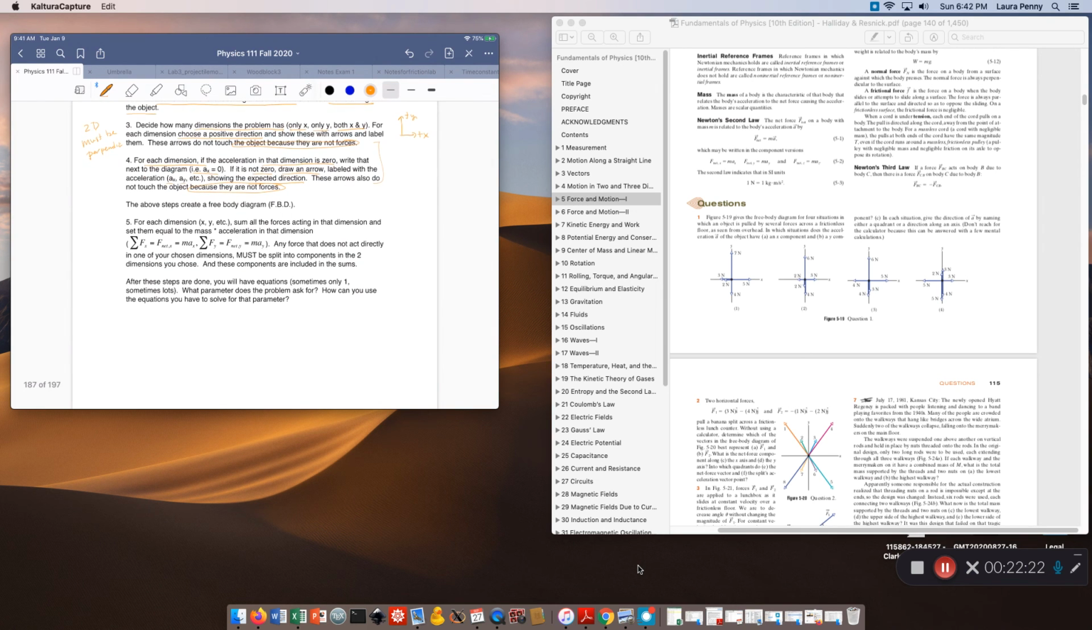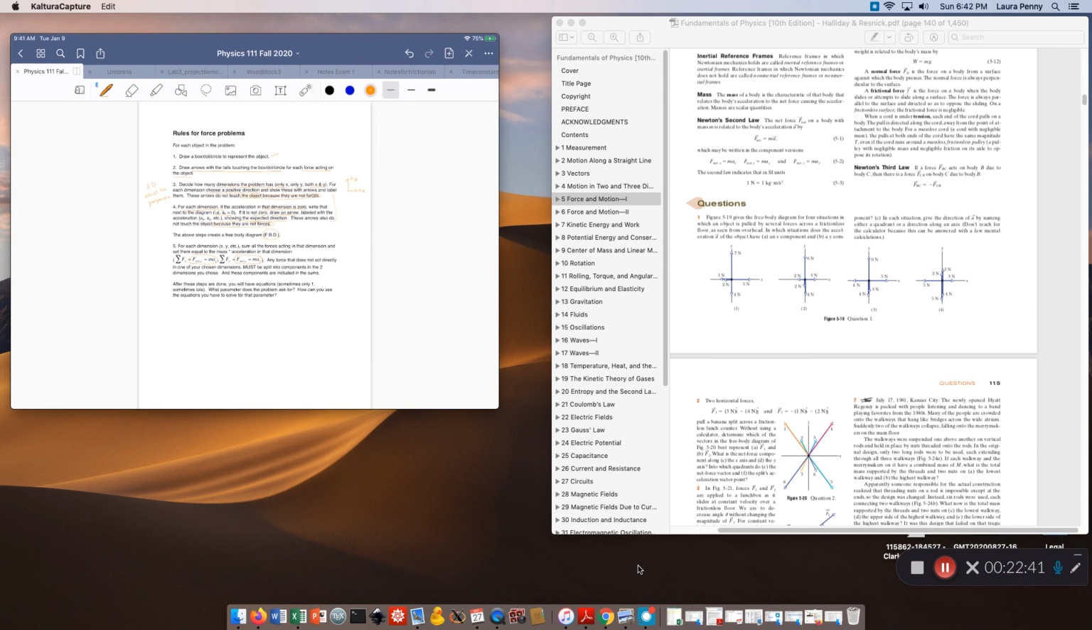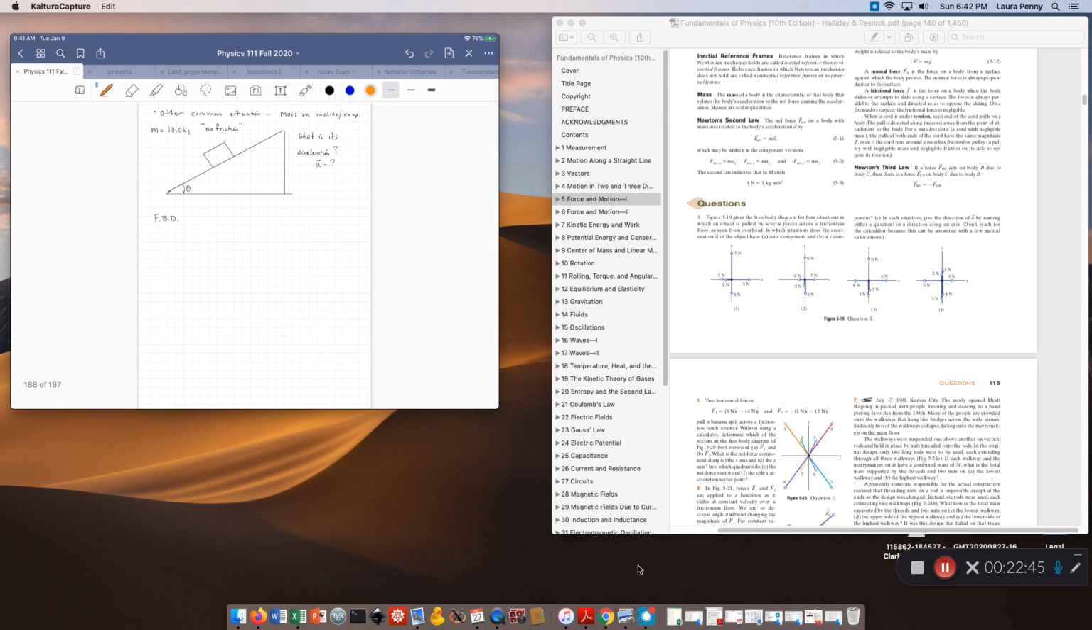Again, these top steps produce a free body diagram. After we have that, we're going to do our F nets, where we add up all our forces in a certain dimension, and that equals the acceleration times the mass in that dimension. All right, again, I'm going to stop this video before I move on to the next one, where we're going to do a couple more common situations.